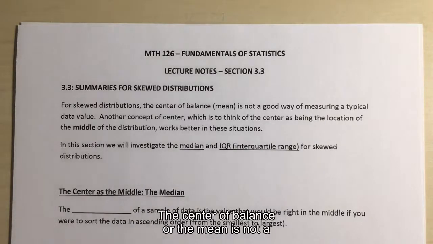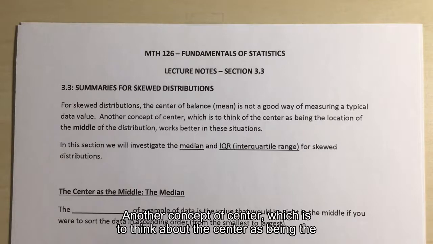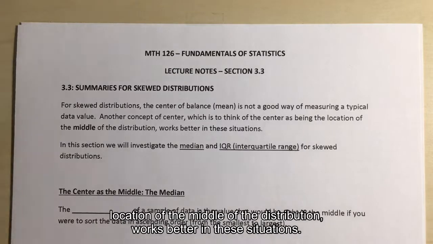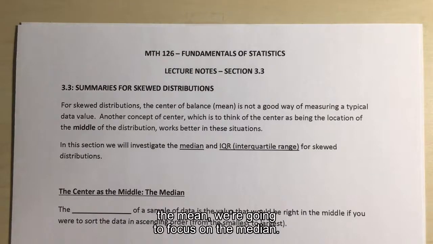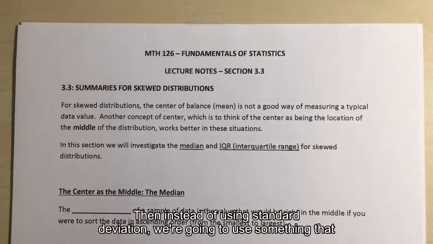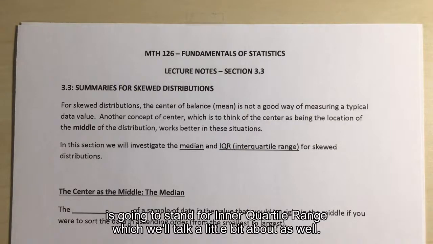The center of balance, or the mean, is not a good way of measuring a typical data value. Another concept of center, which is to think about the center as being the location of the middle of the distribution, works better in these situations. So what we're going to look at in this section is not the mean, we're going to focus on the median. And instead of using standard deviation, we're going to use something that we abbreviate as IQR, which stands for interquartile range, which we'll talk a little bit about as well.